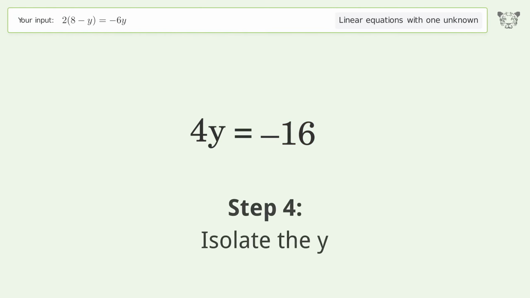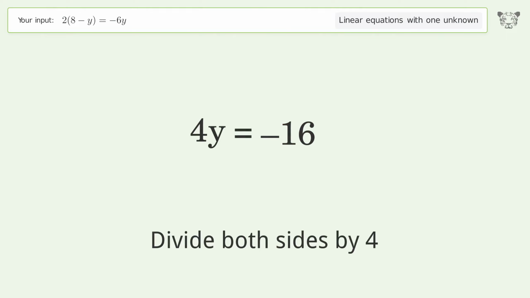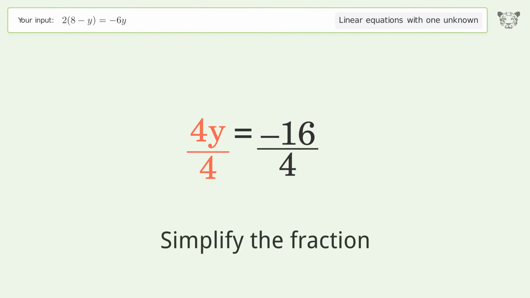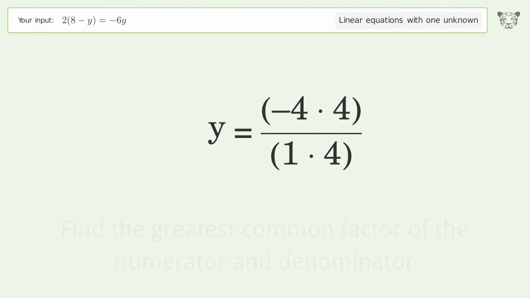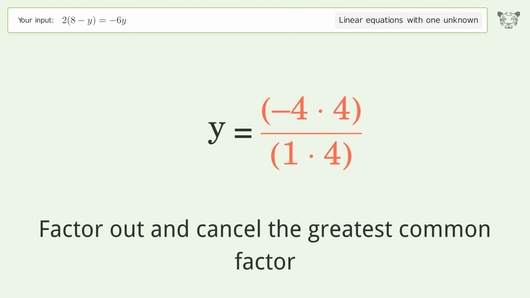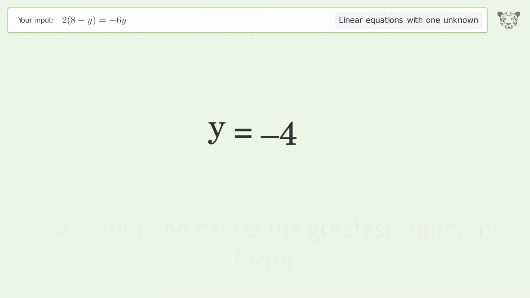Isolate the y. Divide both sides by 4. Simplify the fraction. Find the greatest common factor of the numerator and denominator. Factor out and cancel the greatest common factor. And so the final result is y equals -4.